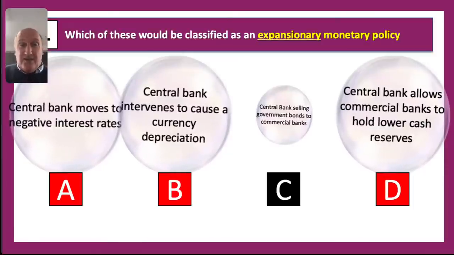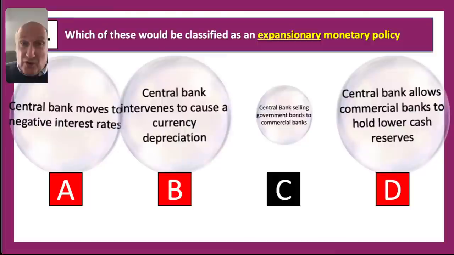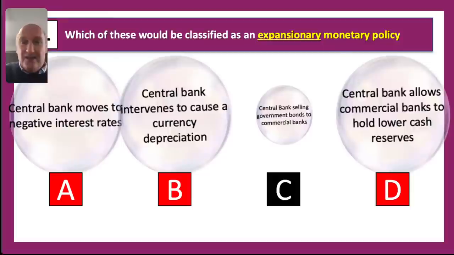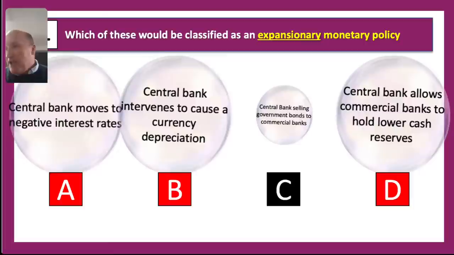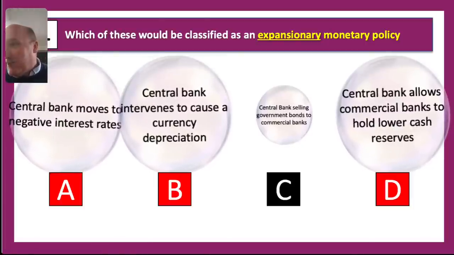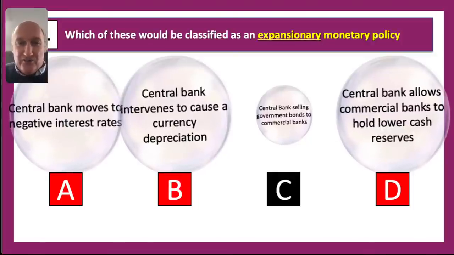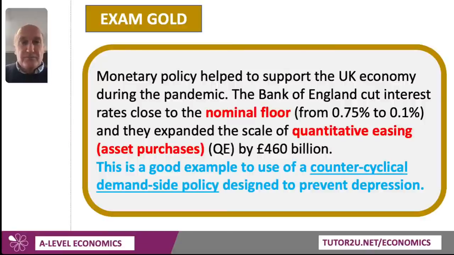C is wrong. C is what's called reverse quantitative easing, where the central bank sells bonds to the banks. The banks pay for those bonds in cash, and that reduces the liquidity of the banking system. So C is quantitative tightening, as Master 475 says, clearly a master of his or her economics. Great answer. Okay, let's move on.